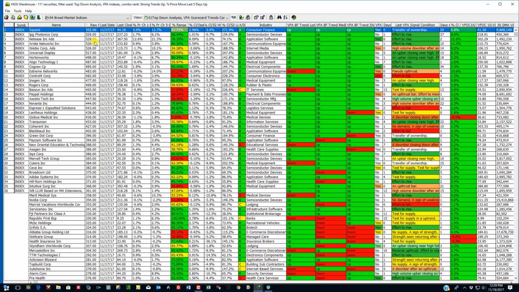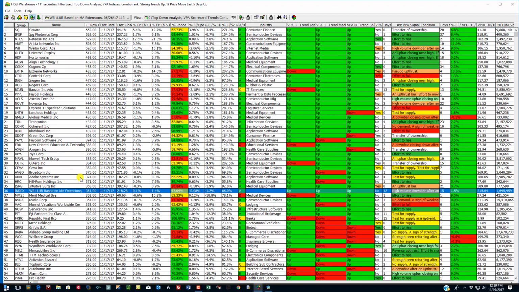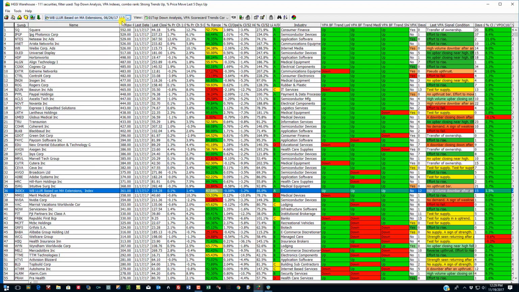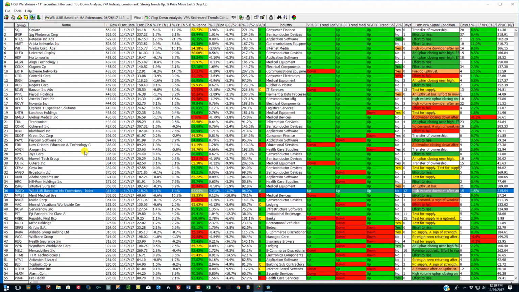Now, if I change to this index group, these are the stocks which are in this index. And you can see this is the index dated 6/26/17, so this is clear back in June. Now, like I said, my theory was that if this LLUR remains intact, the market is not rolling over, and it has not rolled over since.